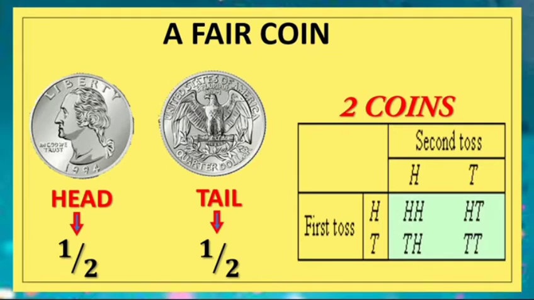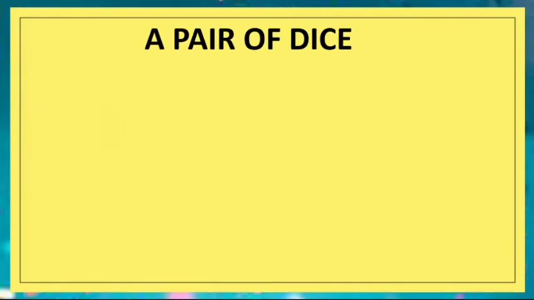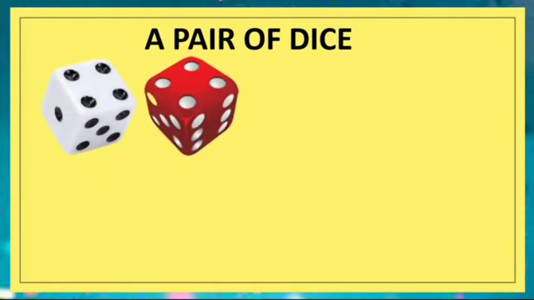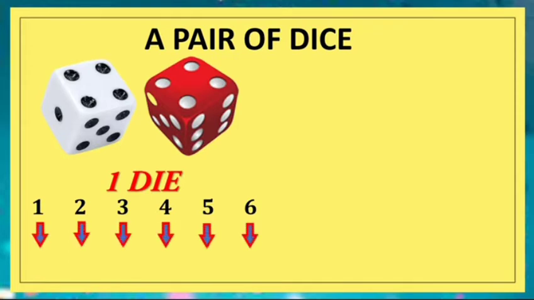Our next probability instrument will be a pair of dice. A die is a cube that has a number engraved on all its sides. So, it has numbers 1 to 6 engraved on each of the sides. Now, the probability of getting any of those numbers is 1 over 6. So, if we have just one die, the probability of getting any of those numbers has to be 1 over the total number, which is 6.